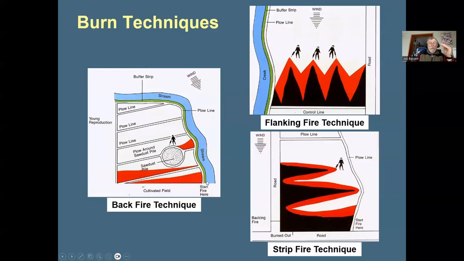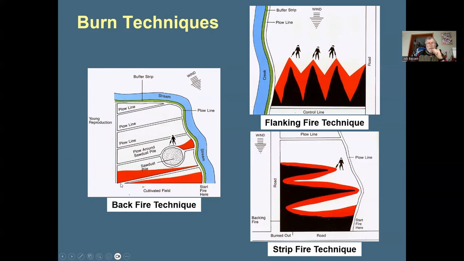So if you're going to burn a whole unit with a backfiring technique, it would be a very slow thing. If the wind is coming in this direction, you would start your fire there and you would be backing this up. And as you saw with a backing fire, it's a very slow rate of spread. So if you're going to burn 40 acres, it would take 8 hours to back something that would be close to a quarter mile in length if it's a square 40-acre unit. So it would take a very long time.